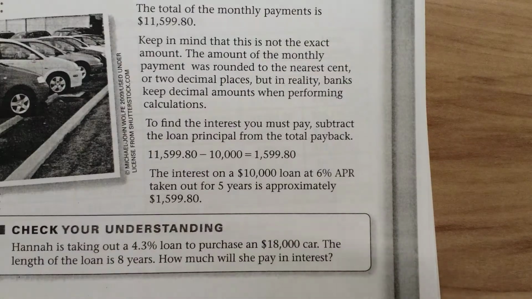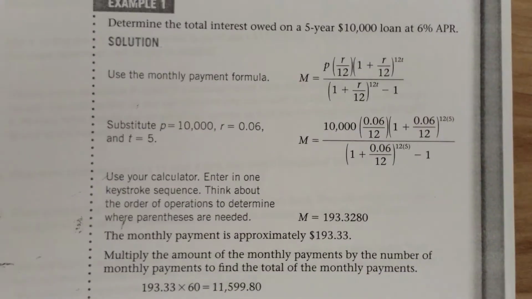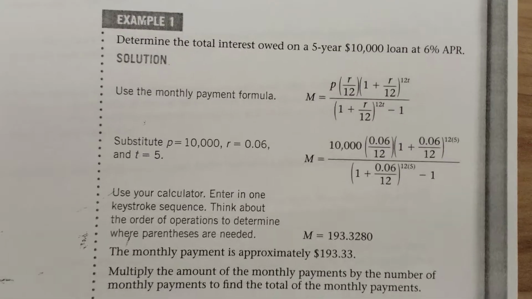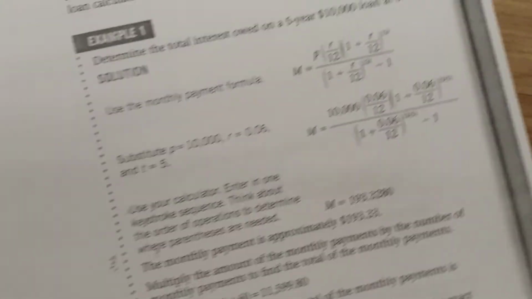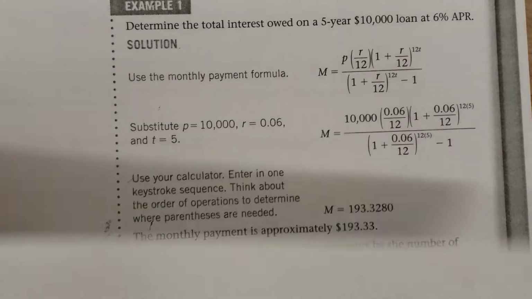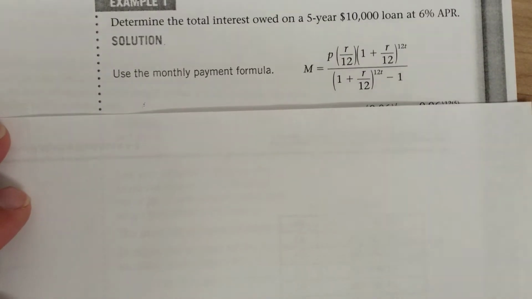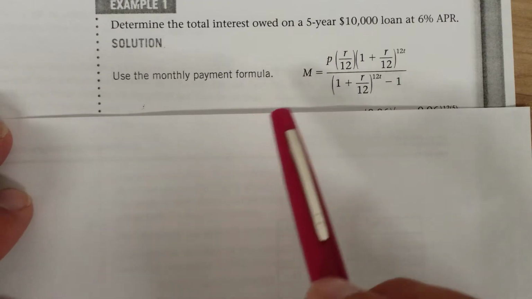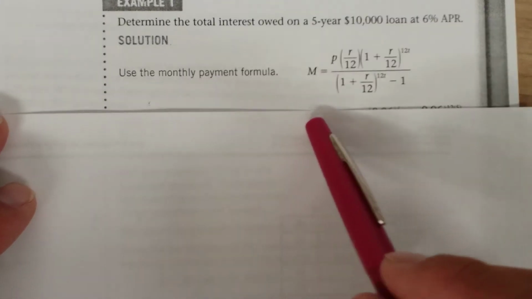But what if you don't have a table? Well, if you don't have a table, then there's going to be a formula, and it's a formula similar to the ones that we've used in the past. It's this big long formula right here, where M stands for the monthly payment, P stands for the principal, that's the amount you're borrowing. I think you know what all the other letters stand for.